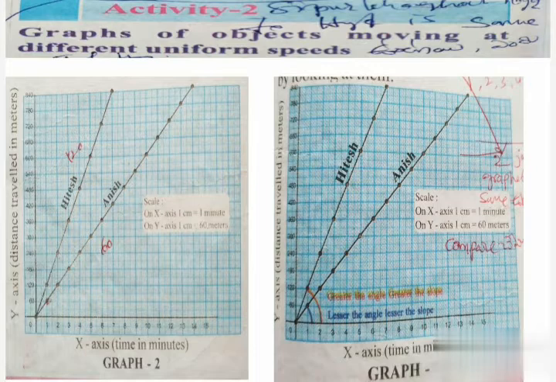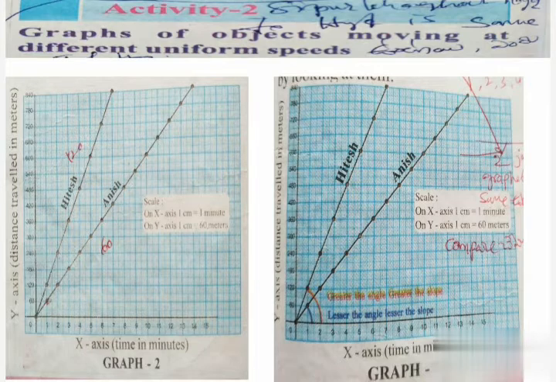So what is the average speed of Hitesh? How can we calculate it? We discussed one formula yesterday: average speed equals total distance travelled divided by total time taken. On the y-axis the last distance value is 840. The distance between home and school is 840 meters.